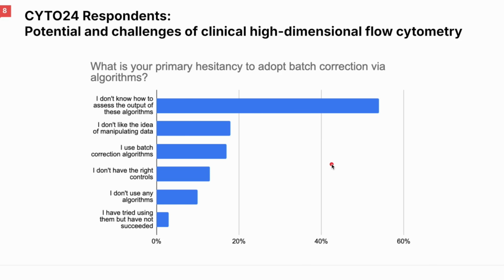So if it's so good, why isn't batch normalization used on trial today? This is what was asked in CYTO2024 in a great technical series called Potential and Challenges of Clinical High-Dimensional Flow Cytometry. And numbers 1 and 2 were, I don't know how to assess the output of these algorithms, and I don't like the idea of manipulating data. So we're going to try to peel back the layers behind the black box and show you a little bit about what's happening to the data underneath the hood.